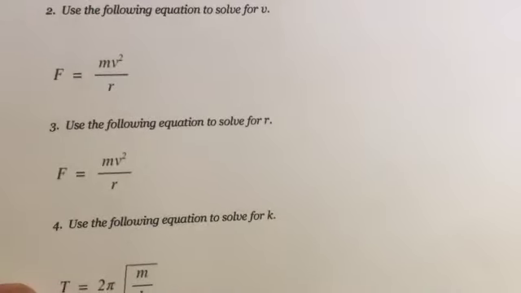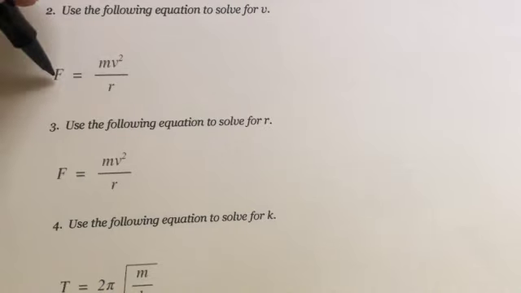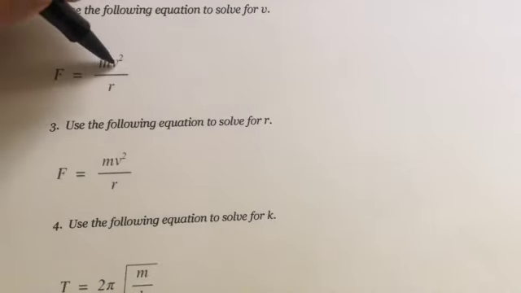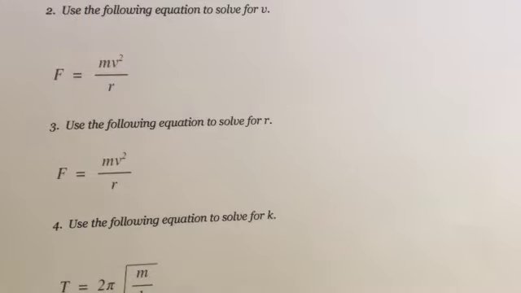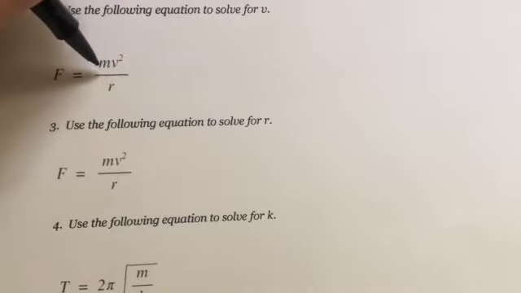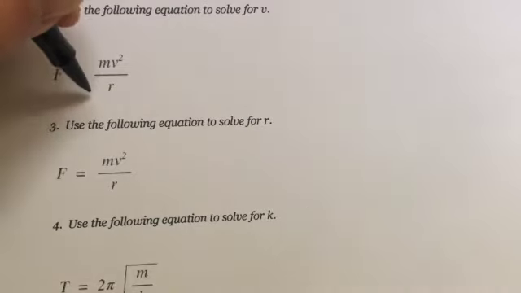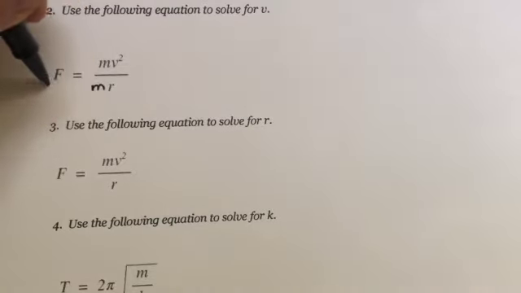Number two, use the following equation to solve for v. So here we have a bunch of letters that maybe you're not familiar with. F, I'll tell you right now, is force, m is mass, v is velocity, r is the radius or the distance. Okay, so if I want to solve for v, again, I want to get that by itself. So I'm multiplying by m right now, so I have to do the opposite. Divide by m. And again, do it to both sides.